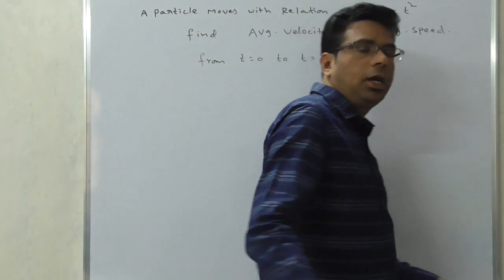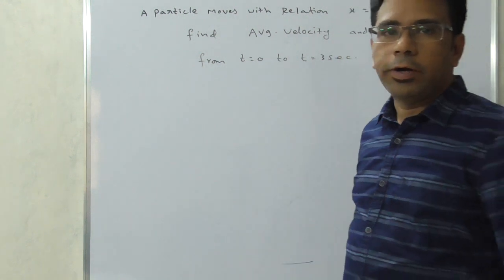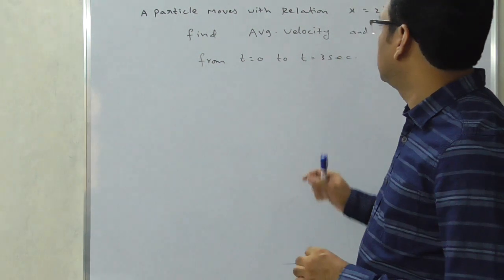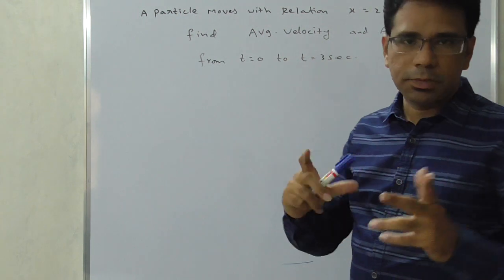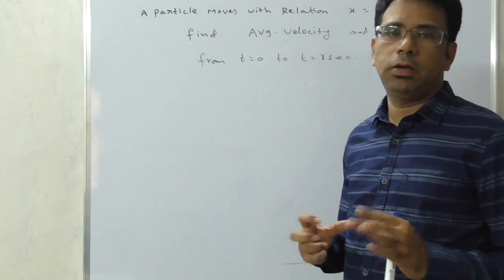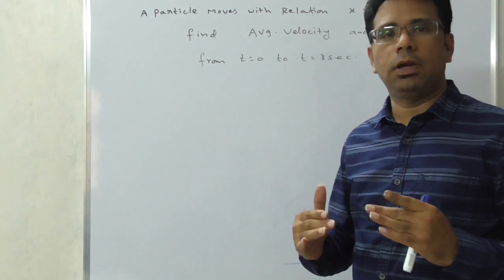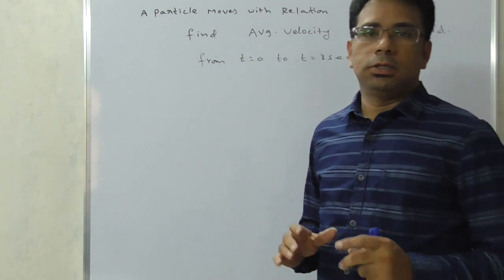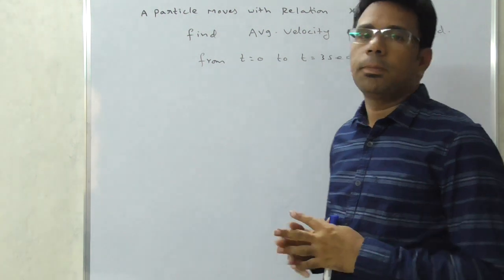Friends, here we are going to discuss kinematics, the basic one, average velocity and average speed. By solving this question, you easily get the difference between average velocity and average speed, and how to solve this type of questions. So, kinematics part 1.